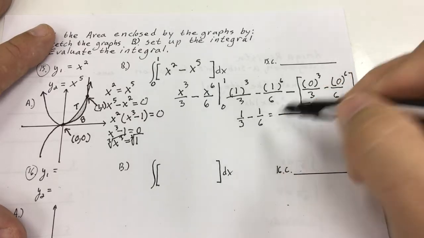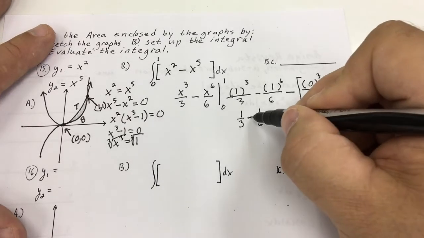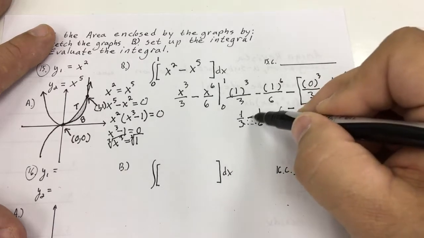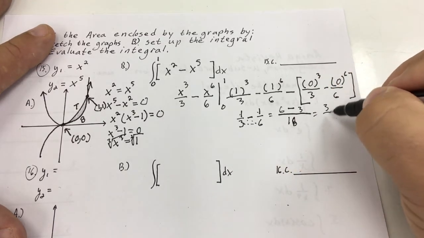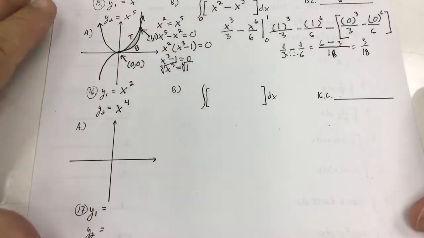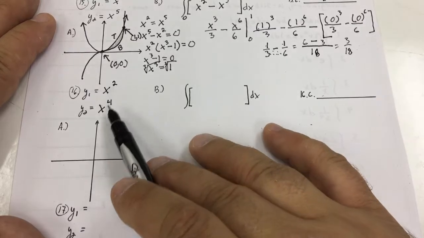To find what those are without a calculator, I'm going to use this method called the algebra 2 method. The minus sign goes on top. 3 times 6 is 18. 6 times 1 is 6. 3 times 1 is 3. So that's going to give me 3 over 18, which should give me an area of 1/6. No plus c. My next area is going to be x squared and x to the fourth.